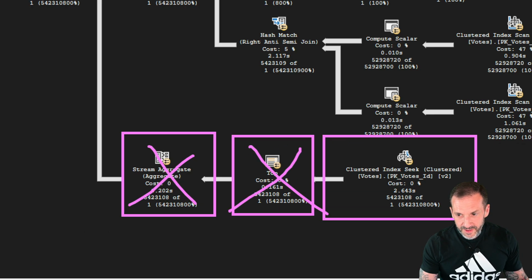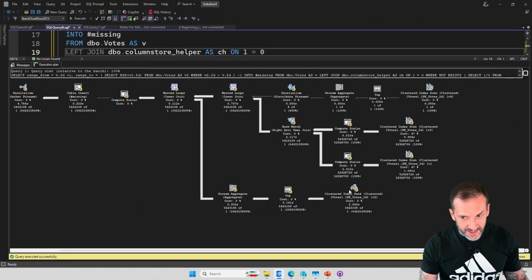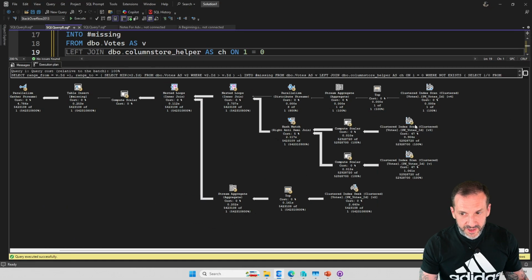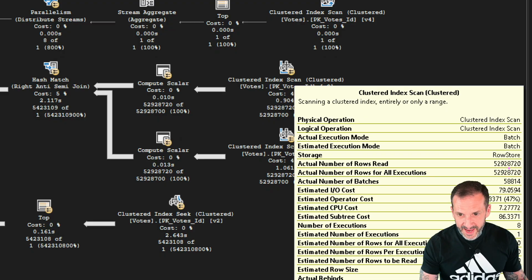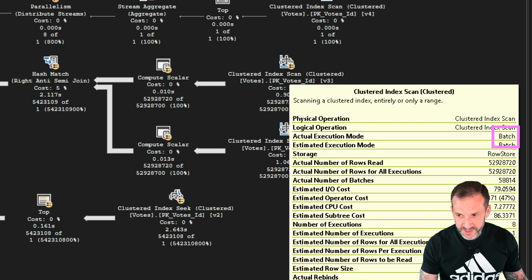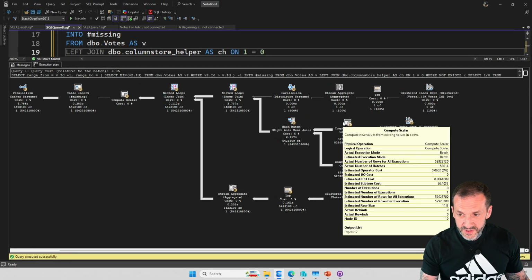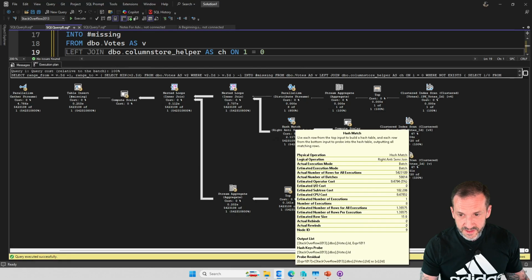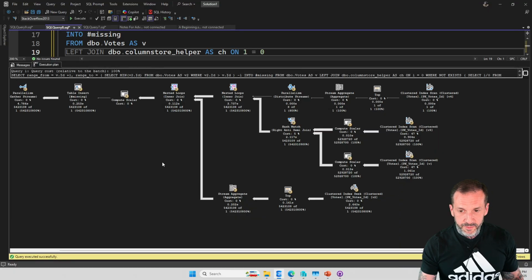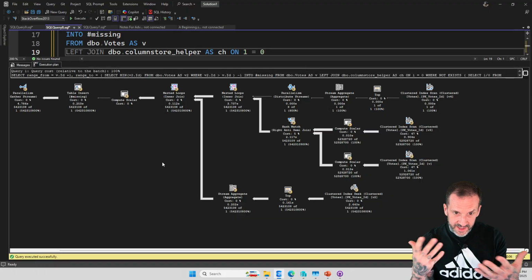This thing, I don't know. It could get batch mode, it's possible, but this thing, no, it just uses row mode. But up here, this scan of the votes table uses batch mode, even though the storage is row store. Don't get confused there. The compute scalars are both in batch mode, and this hash join happens in batch mode. So we were able to at least affect part of the plan with that column store index being in there.